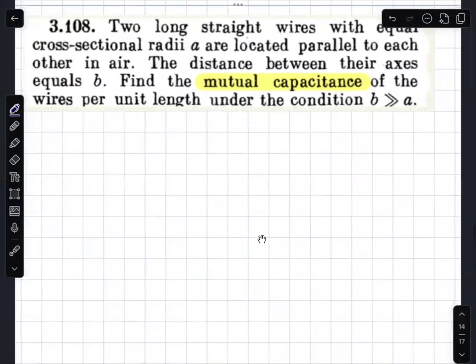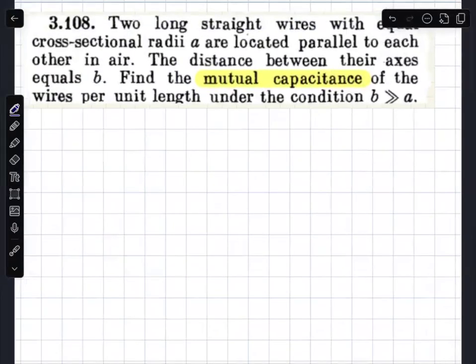Next. Why don't you try this? Two long straight wires with equal cross-sectional radii A are located parallel to each other in air. This is a Pathfinder-type question. The distance between their axes is equal to B. Like previously, you compared with the spheres, now they have given cylinders. Any doubt till this point? Pakka? Right.